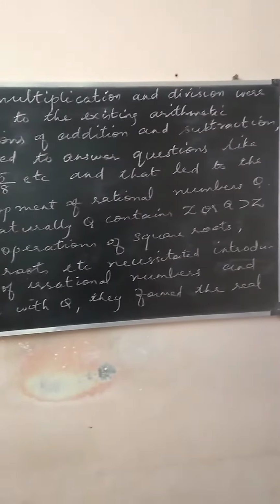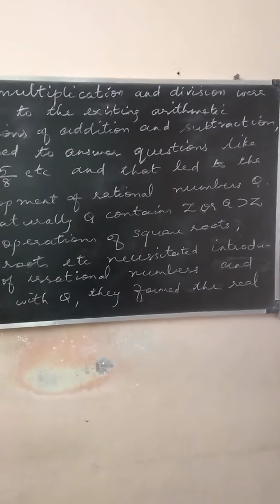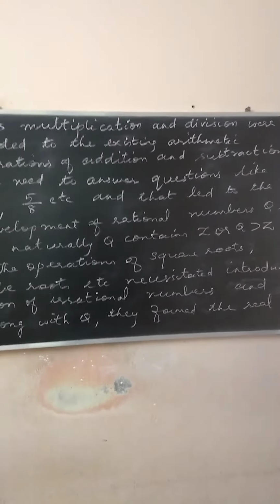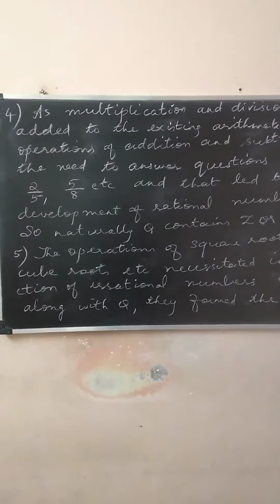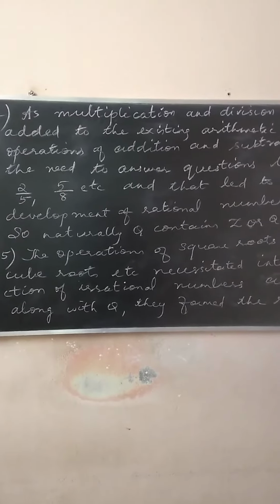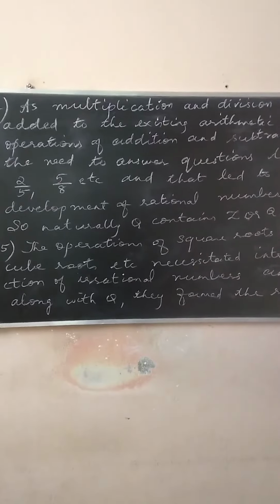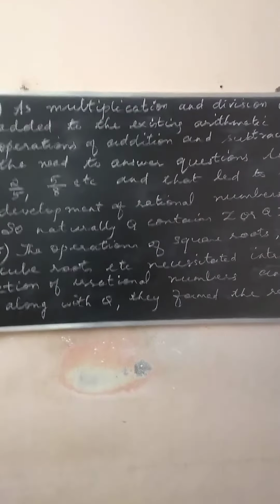So naturally Q, the set of rational numbers, was introduced, and you know very well Q contains the already existing numbers in Z, because you can think 0 can be written as 0 by 4. They all have a rational form. And so there we reached up to Q.